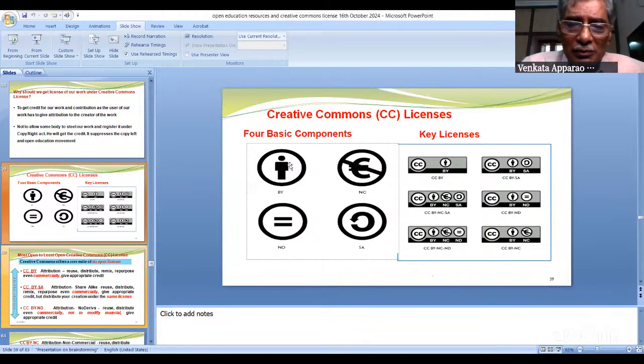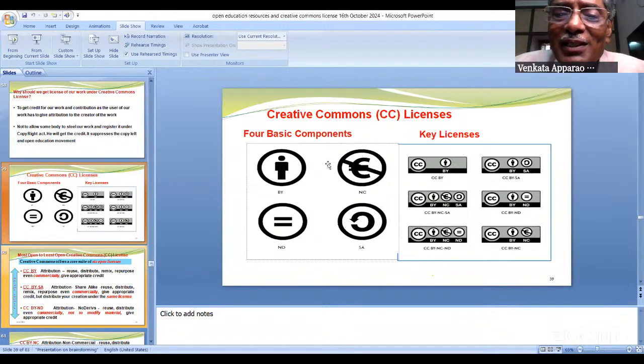This symbol, there is a circle and there is a man standing inside the circle. This symbol is called BY. That means free, totally free. Only thing is you have to give attribution, that's all. You can use it for commercial purposes, non-commercial purposes, modify it, you can do anything. That is the most free license. You call it CC BY.